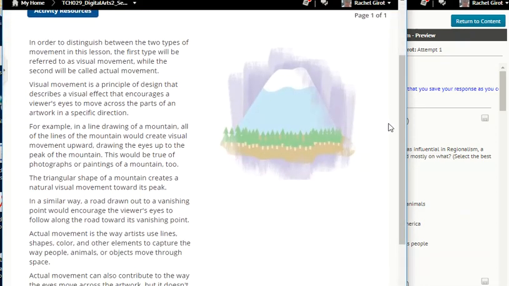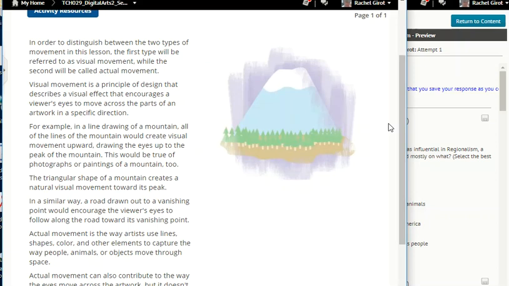In order to distinguish between the two types of movement in this lesson, the first type will be referred to as visual movement, while the second will be called actual movement. Visual movement is a principle of design that describes a visual effect that encourages a viewer's eyes to move across the parts of an artwork in a specific direction.